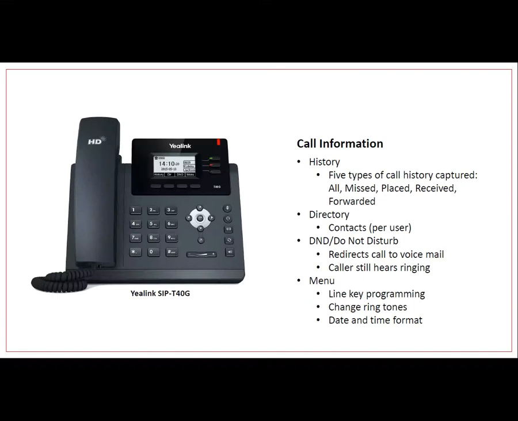If I want to divide the list down into one of these individual categories, I'm going to use the navigational buttons on my phone to go left or right to break the list down into only missed, only placed, or only received. When I sort my list out by history, I can also use my up and down navigational to go up and down the list to look for the call that I wish.